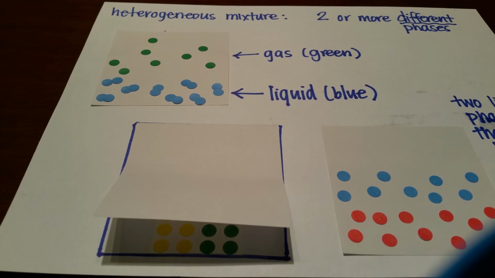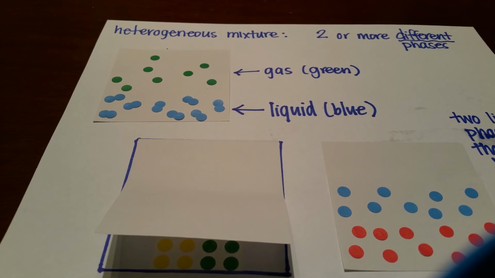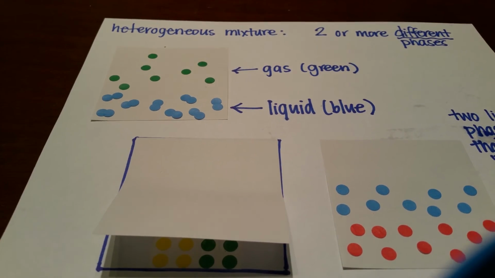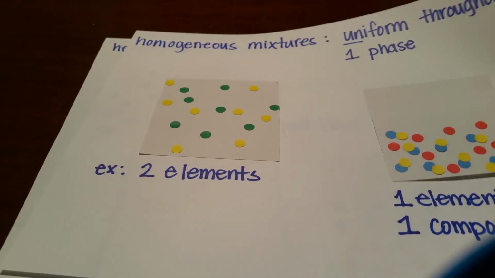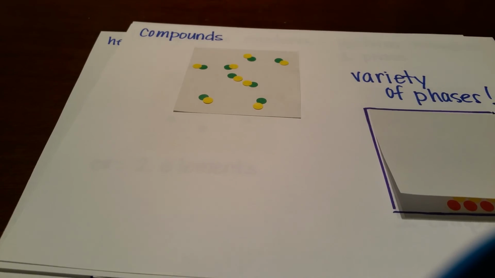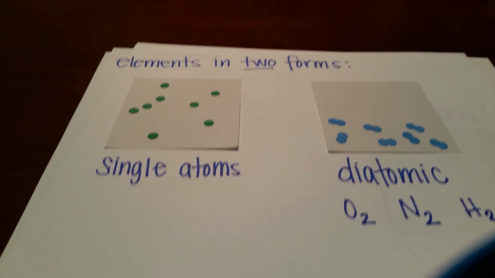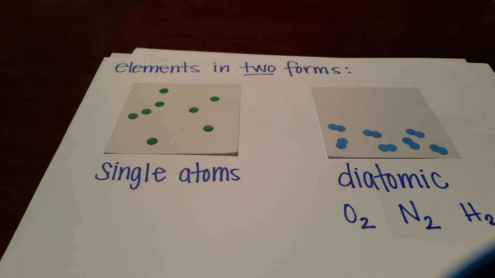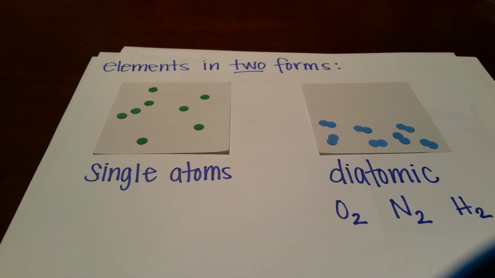So I guess that's about it. Make sure that you add to your foldable your definitions of heterogeneous mixture, homogeneous mixture, compounds, and elements. Those are some very important words to know. Also, molecule and atom are also very good words to know.